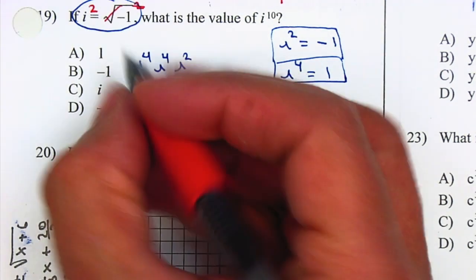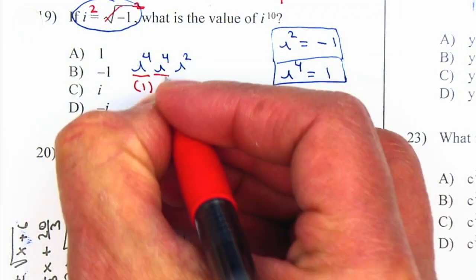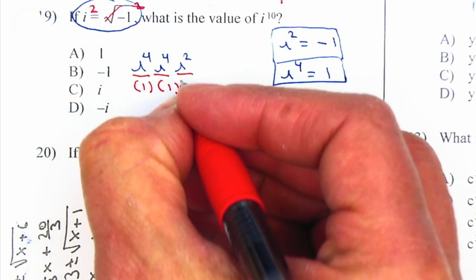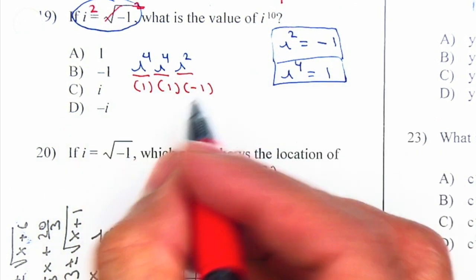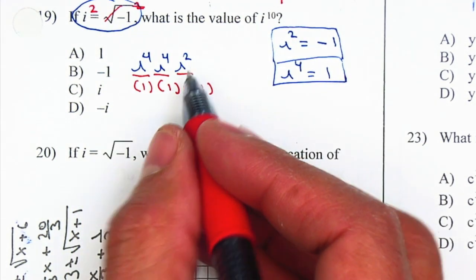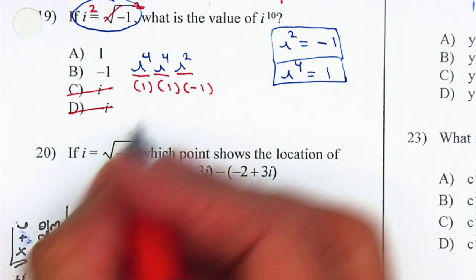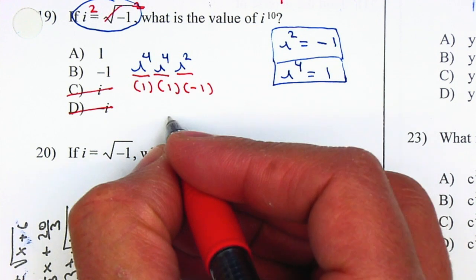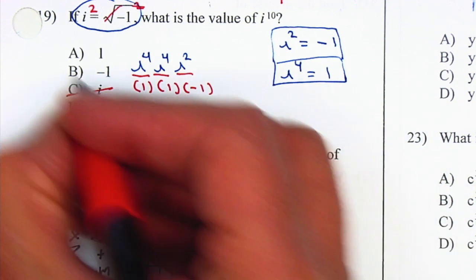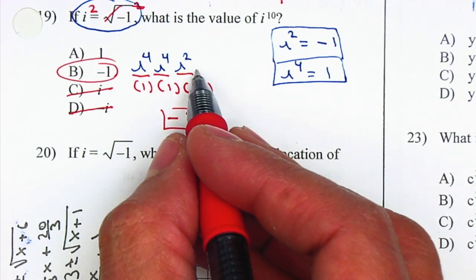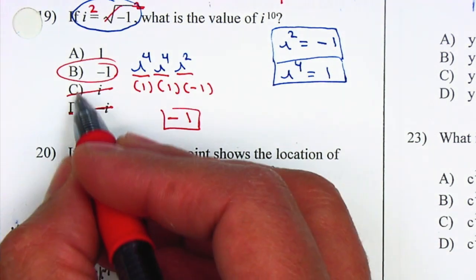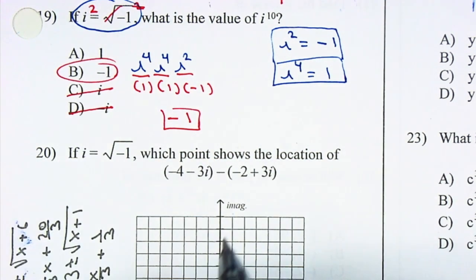i to the 4th is 1. i to the 4th is 1. i squared is -1. Notice that there are no i's left by themselves, so I know C and D are not the answer. You multiply 1 times -1, your answer is -1. So your answer is B. If there was an i by itself, then we know that it would be C or D. But in this case, there's none.